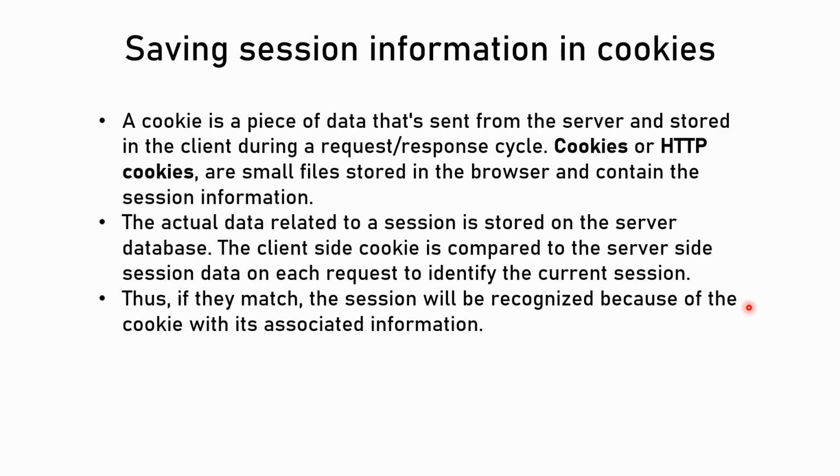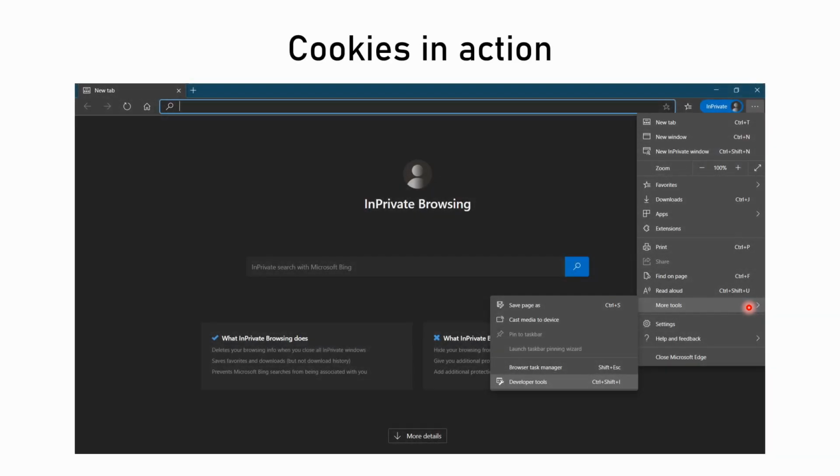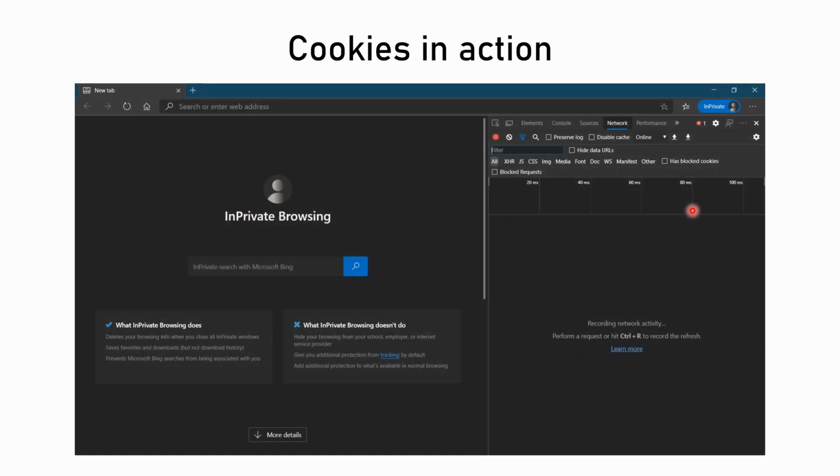So let's see an actual implementation of this cookie in our web browser. For our example, we will be using Microsoft Edge, which is actually a pretty good browser, and everyone should actually start using it. So what you're going to want to do is open the More Tools option of your browser and go to Developer Tools. After you go to your Developer Tools, go to the Network tab in this specific window.